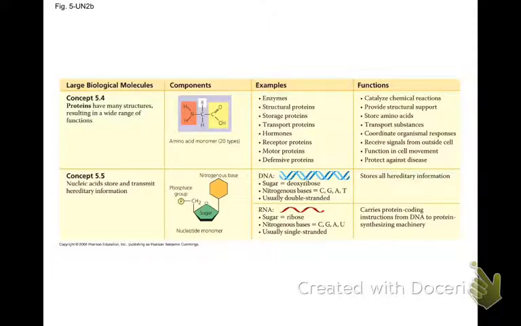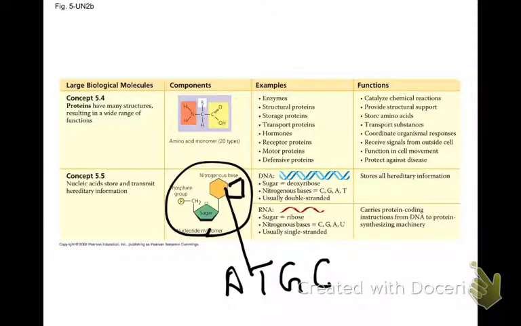Nucleic acids store and transmit hereditary information. Here they have a nucleotide monomer. If you notice, it has the phosphate group, a sugar and a base. It can be a double-ring base or a single ring base. So this can be A, T, G or C. The monomer for that nucleic acid is not ATGC. Please be mindful of that. And their function is hereditary information or protein coding instructions.